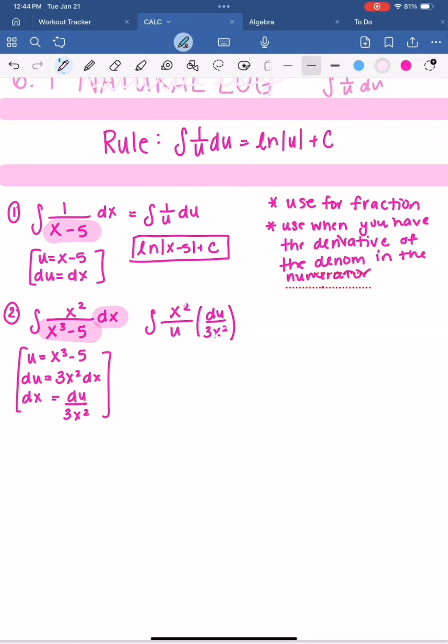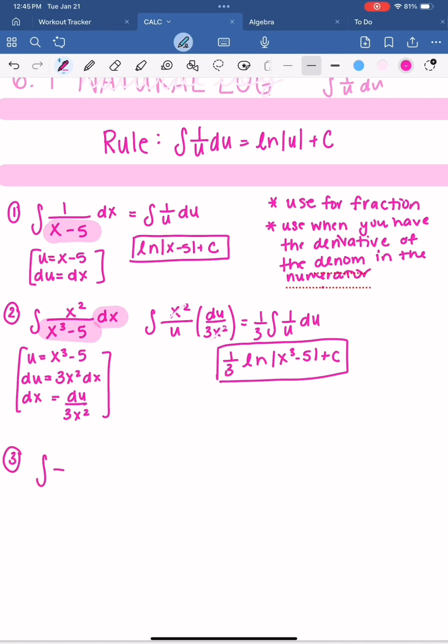If I can pick a pen color, there we go. And we're going to have 1/3, the integral of 1 over u du. We reached my goal, so now that's going to integrate to 1/3 ln absolute value x cubed minus 5 plus c.